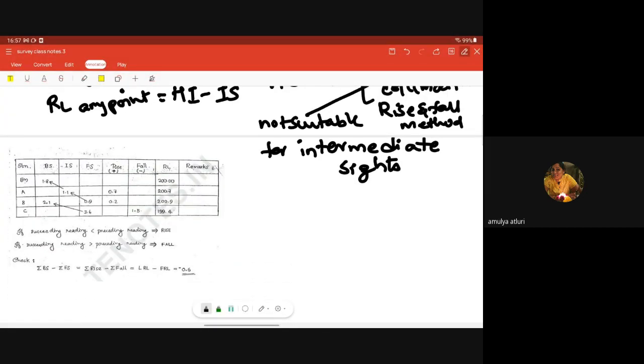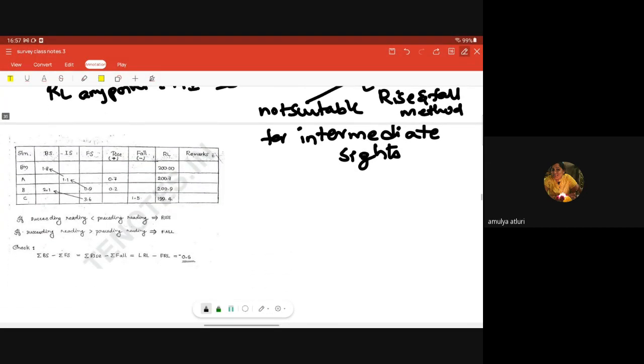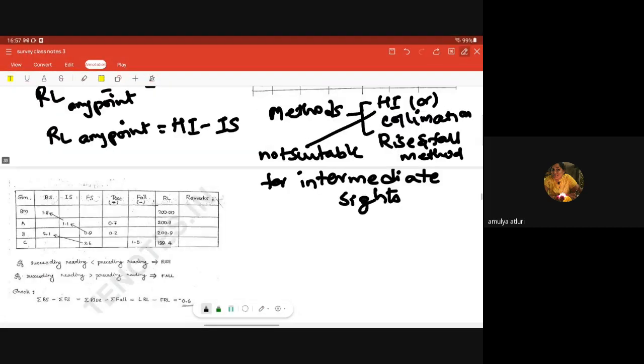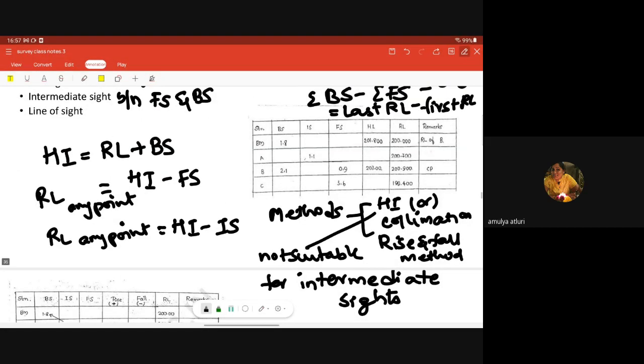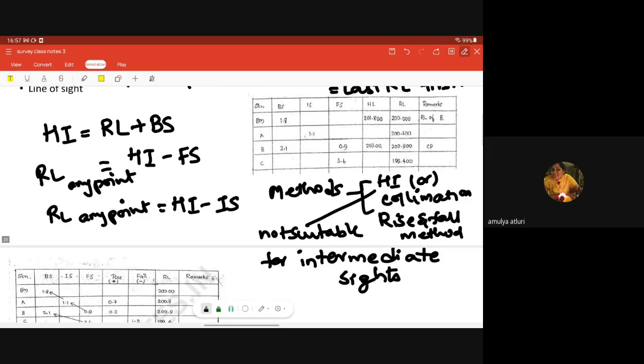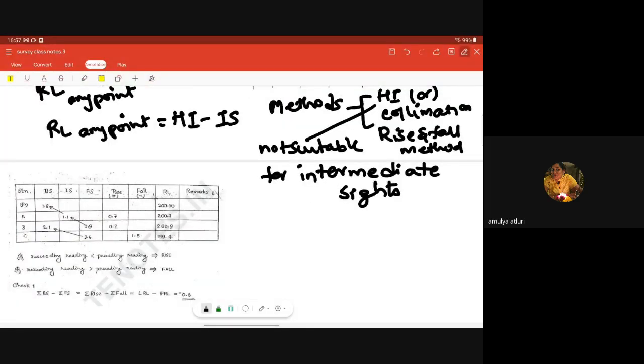Next we come to the rise and fall method. You can see the same readings I have written, the same readings for the same condition, for the rise and fall method. How do you say what is rise and what is fall? If the succeeding reading is less than the preceding reading, then it is called a rise. So here you can see it, rise.